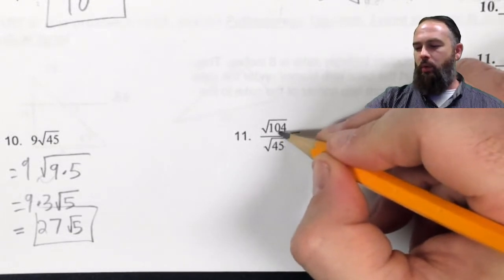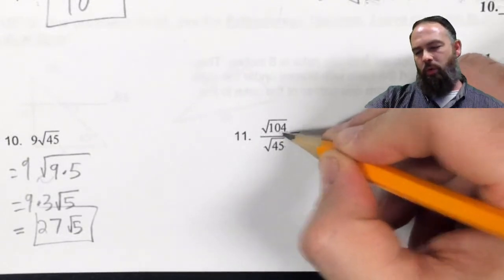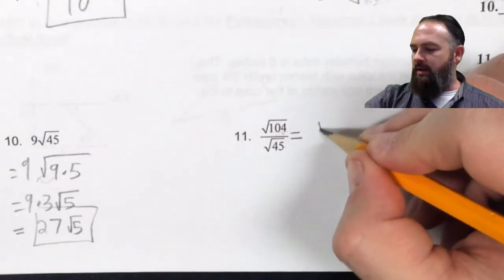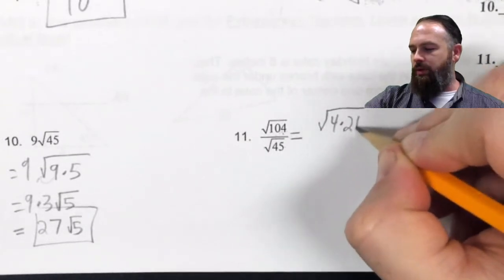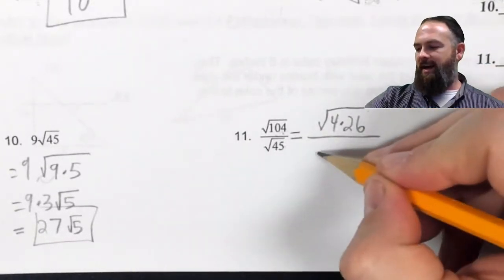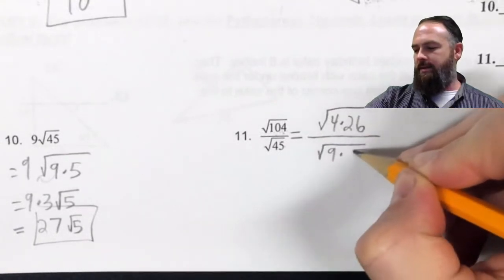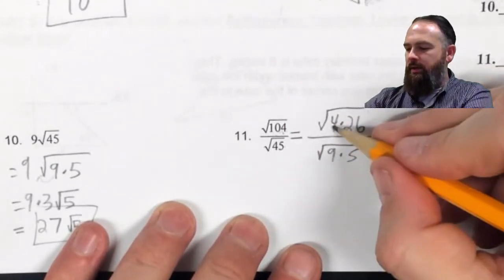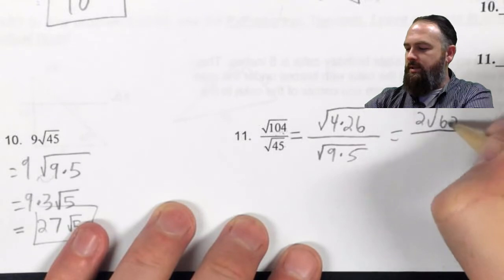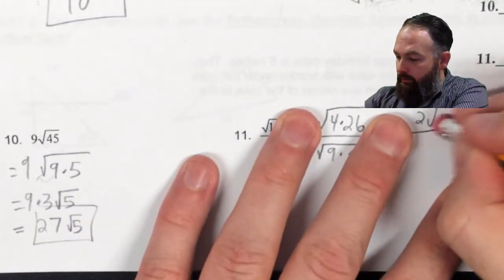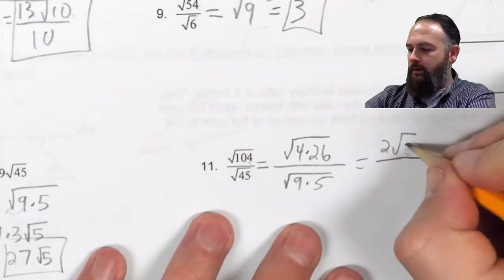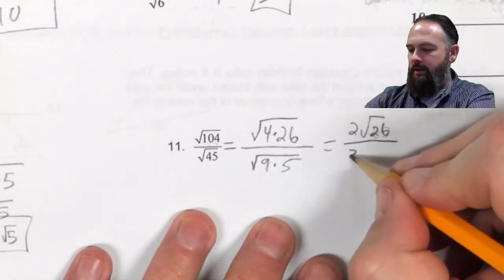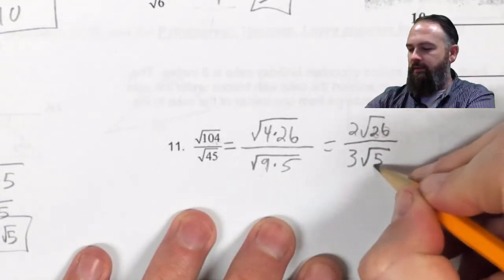So let's see, 104. Well, I can see that that's divisible by 4 because, well, 100 is divisible by 4, so plus 4 is also divisible by 4. So that's going to be the square root of 4 times 26. Now, 45 is also 9 times 5. Let's go ahead and bring the 4 out, and that brings me to 2 square roots of 26. Actually, it'd be better if we wrote 26 and not 62. 26. And then we're going to do the 9 comes out as a 3 square root of 5.